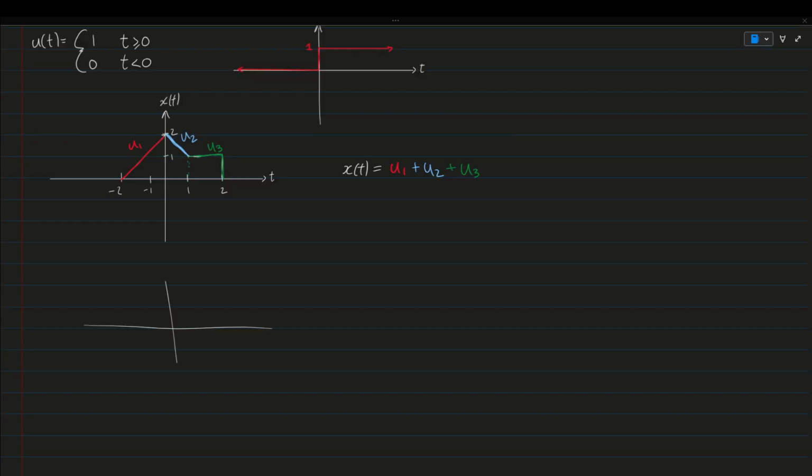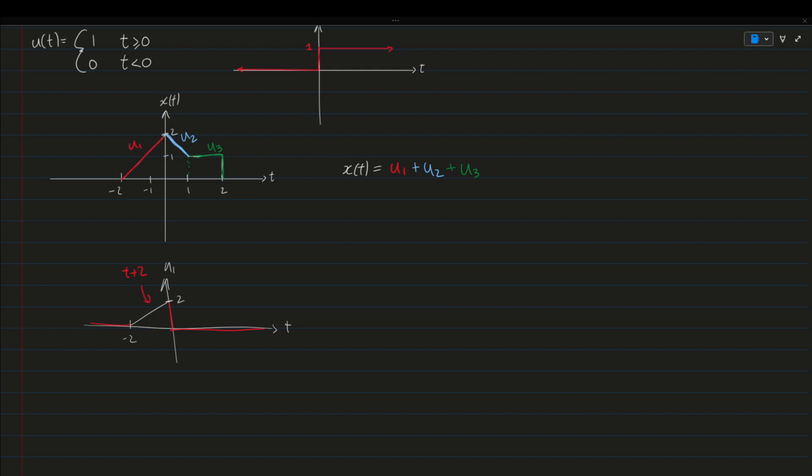The first one, u1, goes from negative 2 to 2. Now the thing is, we need to consider the fact that it goes back down to 0. So how are we going to draw the function right here, which is t plus 2, that only goes from negative 2 to 2 and not from negative infinity to infinity? So what we have to do is we have to multiply by the unit function.